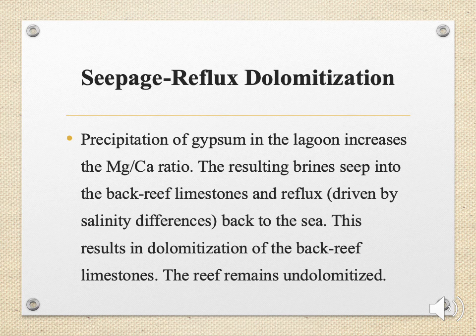causes the water or the basin to become more supersaturated, so it forms a brine, and the brine is very dense and it seeps into the back reef limestone and causes a sort of reflux, and this is caused by salinity differences, and so the fluids are getting pushed towards the sea through the reef, and so that is a pumping mechanism which results in the dolomitization of the back reef area because that's where the highest magnesium stops and gets into the lattice. And the front of the reef remains undolomitized.